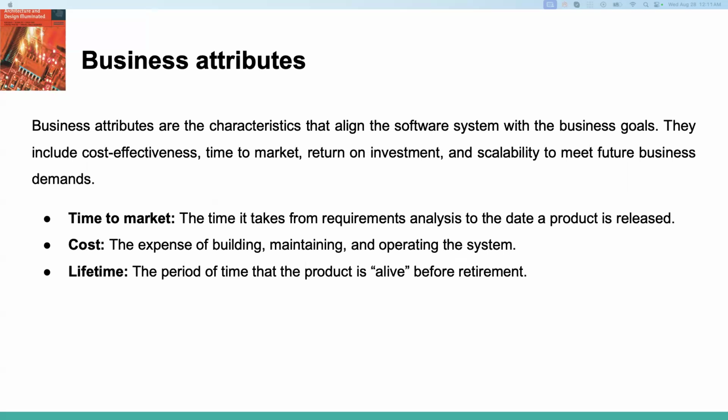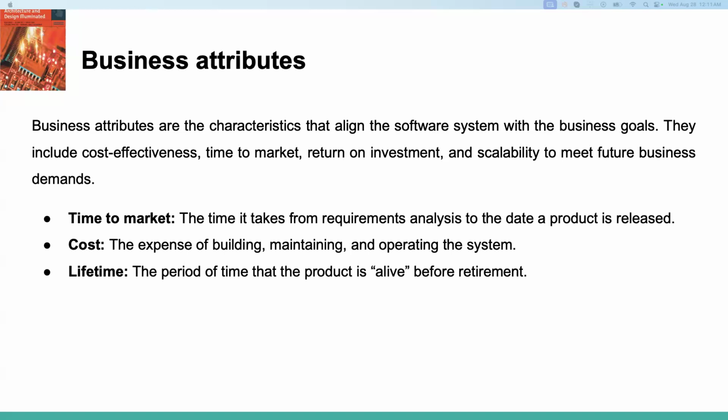Let's focus on the big picture now, business attributes. These are the characteristics that align our software system with the overall business goal, making sure the software isn't just technically sound, but also makes good business sense. Time to market is a crucial factor. It's all about how quickly we can go from the initial requirements analysis to launching the product. The faster we can do this, the better we can capitalize on market opportunities.